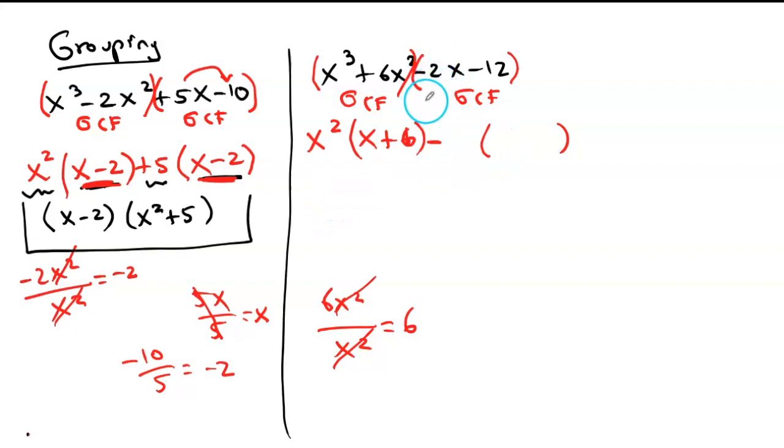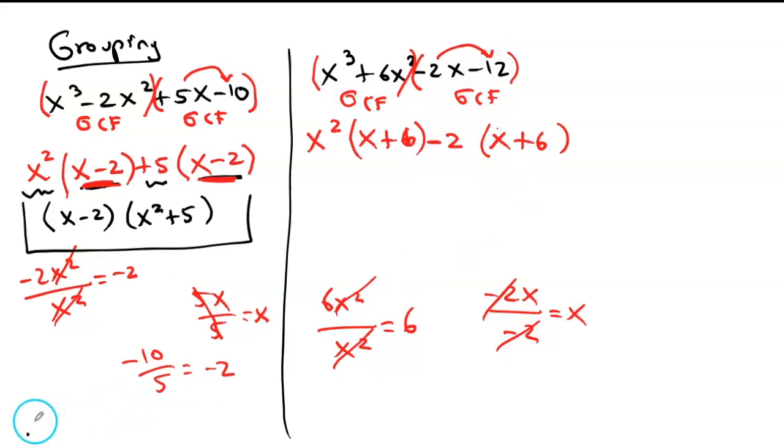Now, let's look at the numbers. Does 2 go into the 12? Yes, therefore that's your common factor. Is the x common? Nope. That's it. Open parenthesis. Next, negative 2x divided by negative 2. Negative 2 cancels out. The answer is x. Negative 12 divided by negative 2, positive 6. And we ended up having the same parentheses.